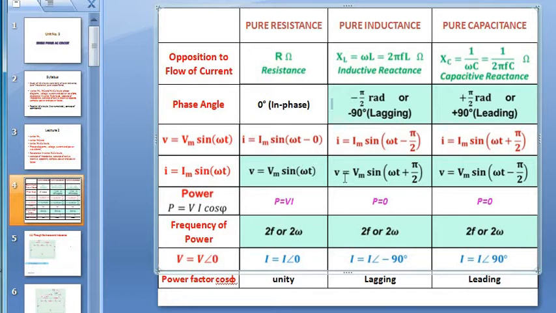For pure inductance, since the current was lagging, it means the voltage will lead. By what angle? By angle pi by 2. Therefore, if I is equal to Im sin omega t, V will be Vm sin (omega t plus pi by 2). In the case of capacitance, since the current was leading, or we can say the voltage was lagging, right? Therefore, if I is equal to Im sin omega t, what will be the voltage equation? It will be V is equal to Vm sin (omega t minus pi by 2).